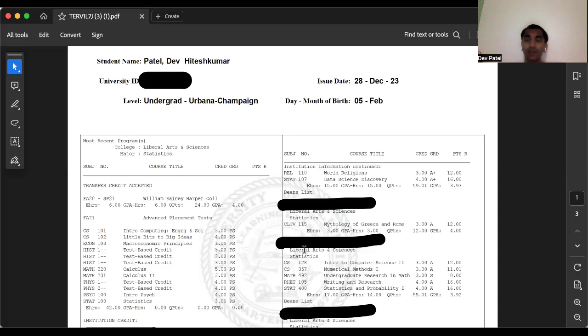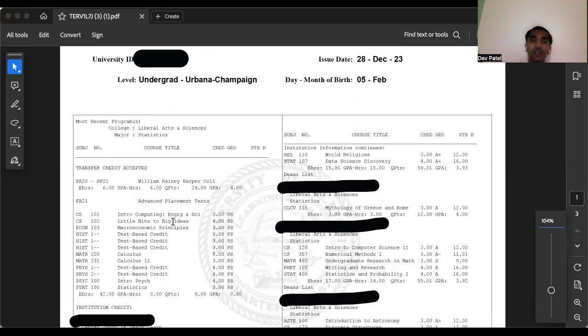We have AP exams, and that's actually very important if you want to get rid of many of the courses that you're taking in college. As you can see on the transcript itself, these are the classes that I got credit for. The reason it's helpful is it saves a lot of time and energy in taking these courses, and potentially it aids you in graduating early.